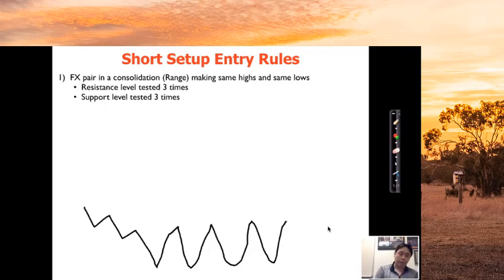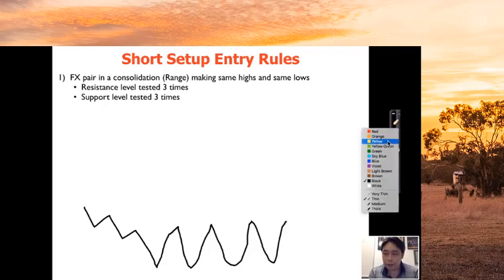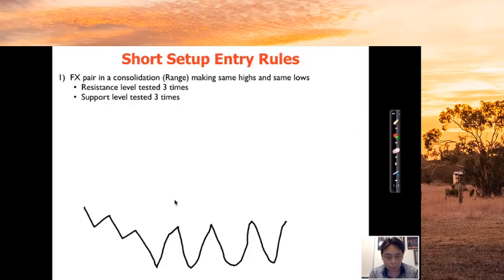Something like that. Okay, so we want to see a clear level of resistance. Let me just draw that a bit more. Now, it's supposed to be a straight line, right? So it's tested once, twice, at least 3 times. Same highs, same highs, same highs. We have a strong level of support, tested once, twice, 3 times at least, right? So that's the first thing.